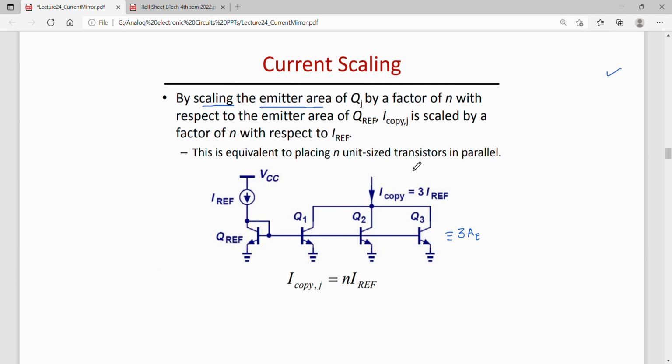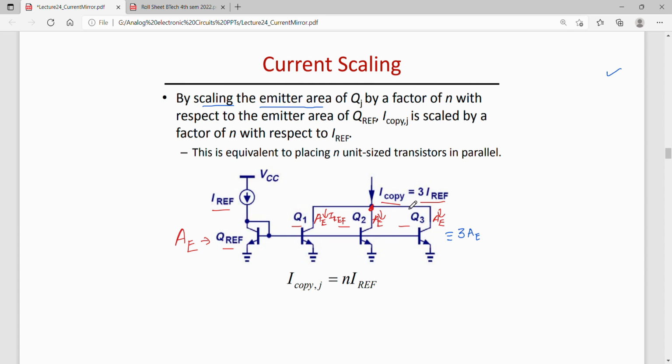Current is scaling. So let us say that the area of QREF transistor is AE, this is the emitter area. Q1, Q2, Q3, all of these also have emitter area of AE, and the collectors of Q1, Q2, Q3 are tied together. So each will draw IREF. Each of these will draw IREF. So total current drawn here, that is I copy, will be 3 times IREF. That is fine, understood.